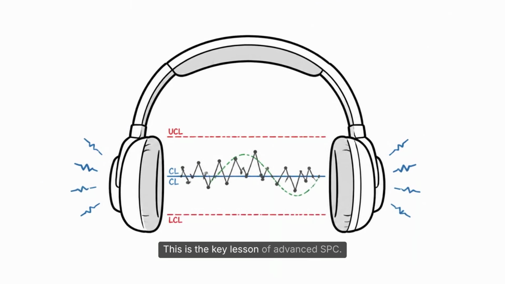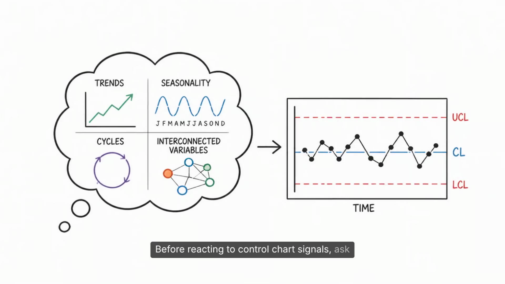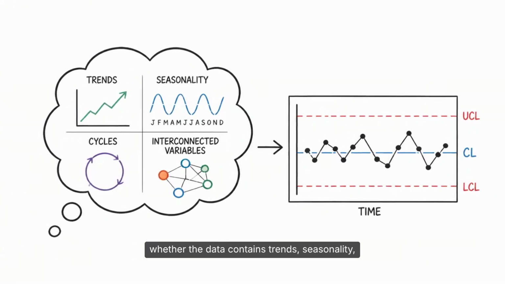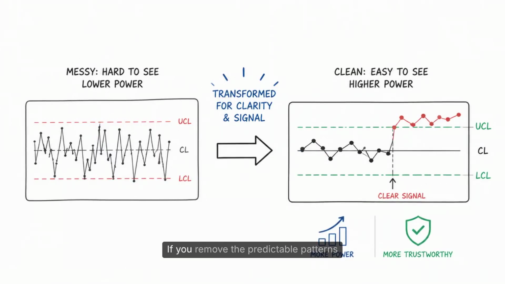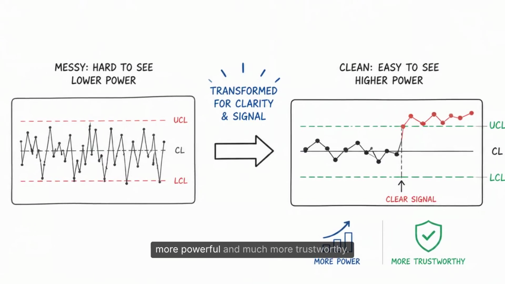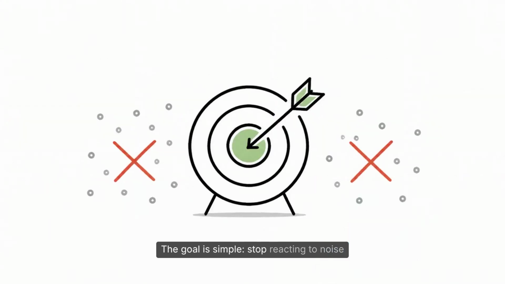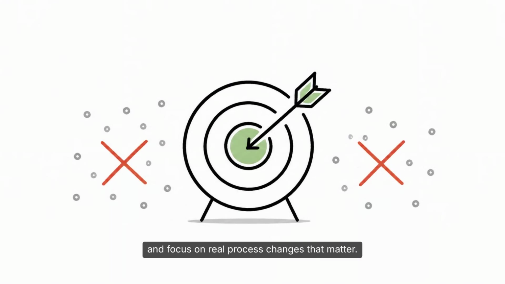This is the key lesson of advanced SPC. Before reacting to control chart signals, ask whether the data contains trends, seasonality, cycles, or relationships between variables. If you remove the predictable patterns first, your control charts become much more powerful and much more trustworthy. The goal is simple. Stop reacting to noise and focus on real process changes that matter.